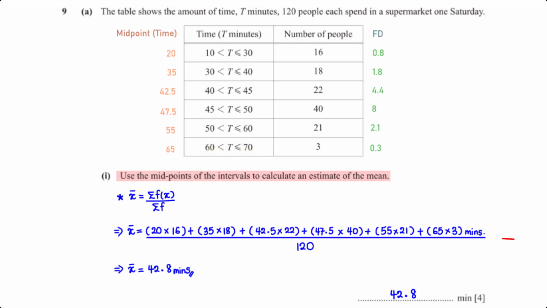So for sigma f of x, we have 20 times 16 plus 35 times 18 plus 42.5 times 22 plus 47.5 times 40 plus 55 times 21 plus 65 times 3, divided by the number of people, which is 120. When we type this into the calculator, we get 42.8 minutes rounded to 3 significant figures.